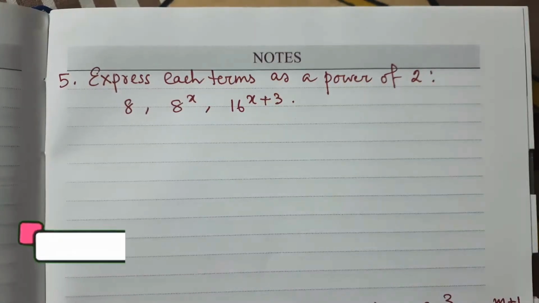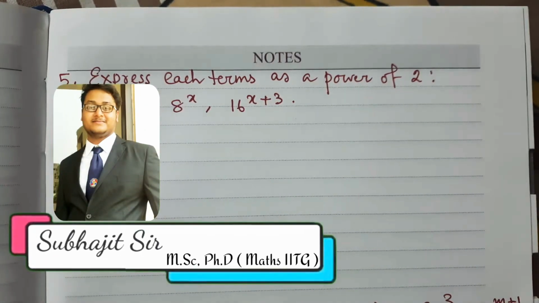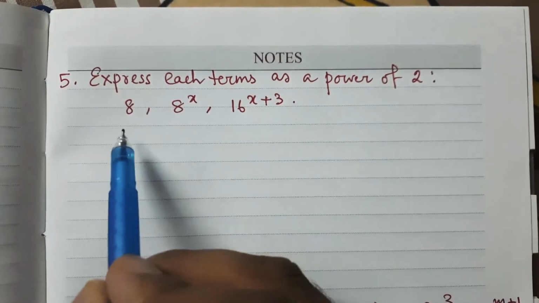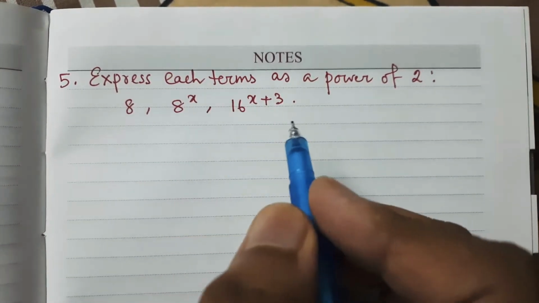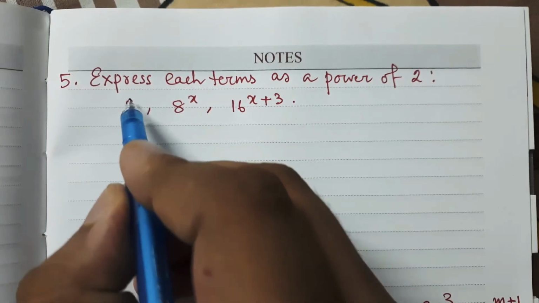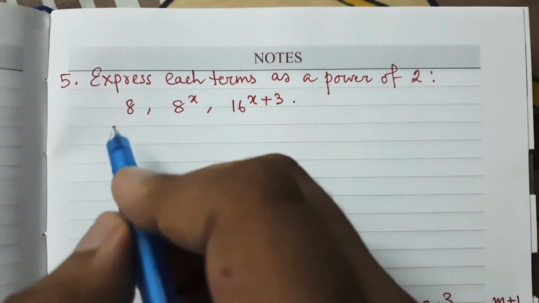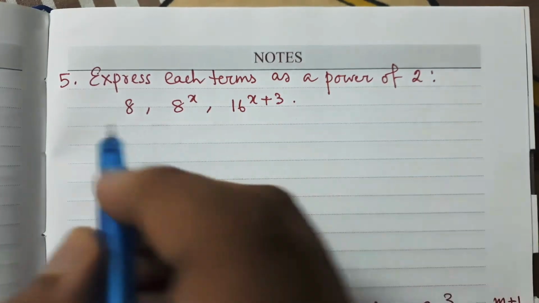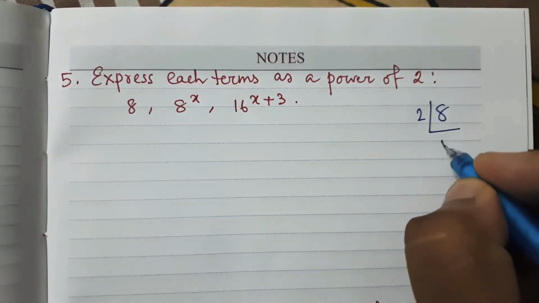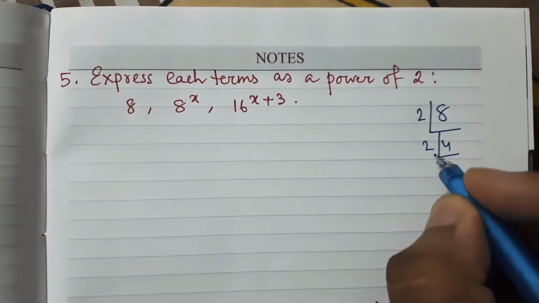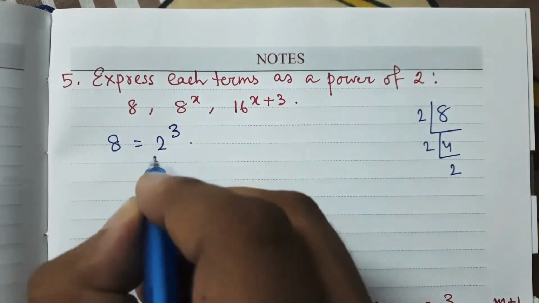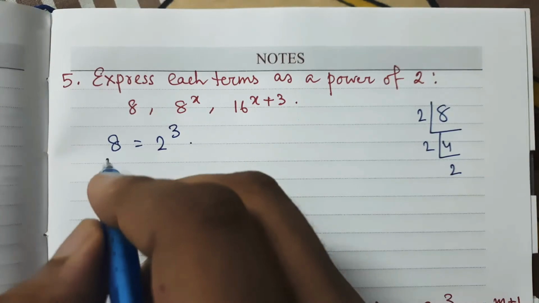Hi everyone, in this video we will continue with chapter number 2, exponents. This is problem number 5. Here you need to express each of these terms as a power of 2. So 8 equals 2 to the power something. 8 you can break into 2 into 2 into 2, that is 8. So 8 equals 2 power 3. 3 times if you multiply 2, then you get 8.